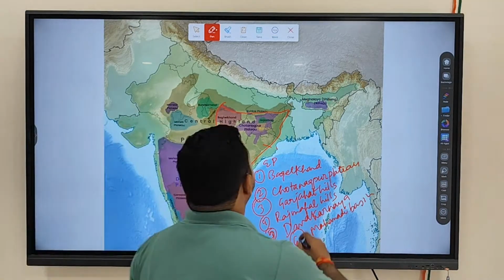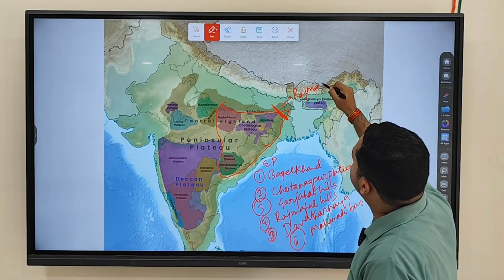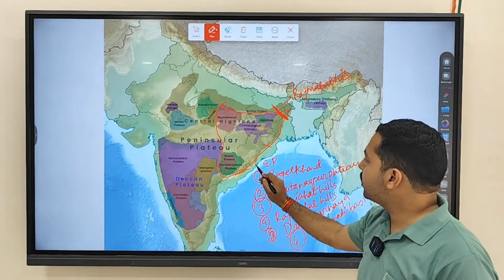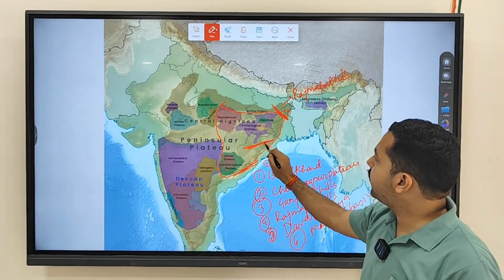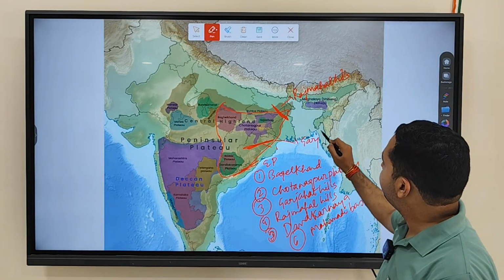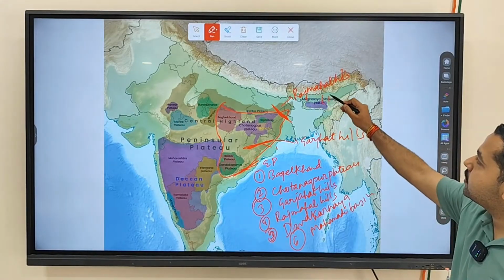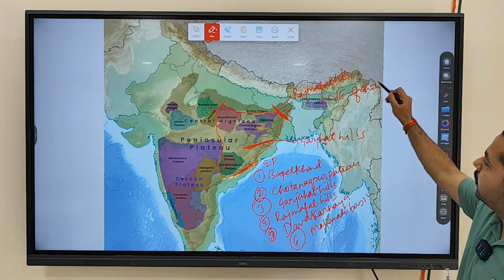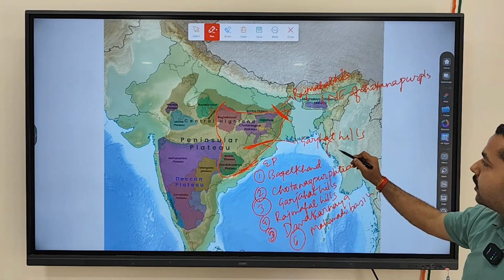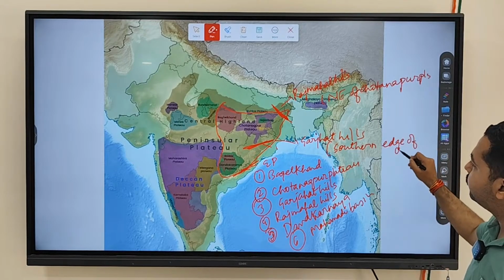This edge here, you will find hills which are called Rajmahal Hills. And the southern edge, you are going to find hills which are referred to as Garjat Hills. So this edge is Rajmahal Hills. Rajmahal Hills is northeast of Chota Nagpur Plateau. Garjat Hills is where? Southern edge of Chota Nagpur Plateau.